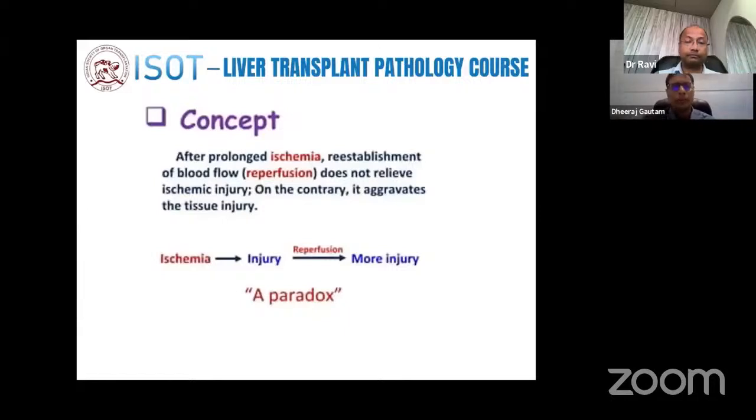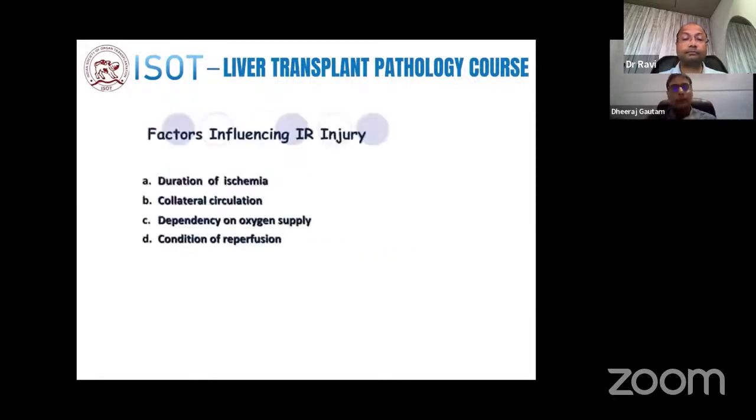So what is the concept of ischemia reperfusion injury? After prolonged ischemia, re-establishment of blood flow, that is reperfusion, does not relieve the ischemic injury. So this is a paradox. On the contrary, it aggravates the tissue injury. So ischemia leads to injury, and when reperfusion occurs, it leads to more injury. So this is a paradox. In this paradox, there are multiple components.